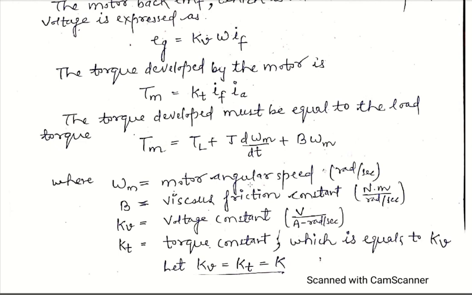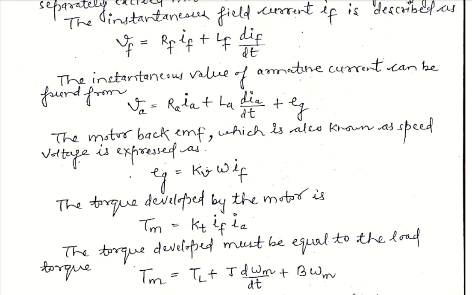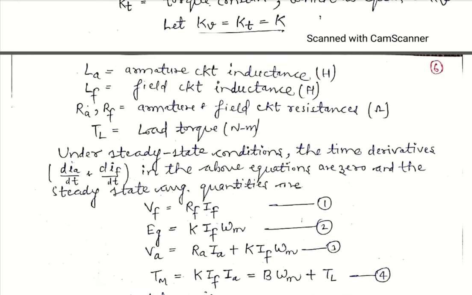So ωm is the angular speed in radians per second, B is the viscous friction coefficient, Kv is the voltage constant, and Kt is the torque constant. Or generally we will take Kv equal to Kt equal to K, both constants being equal. So these are the instantaneous values we can easily determine by the equations.